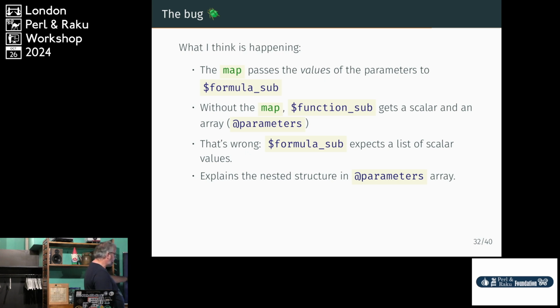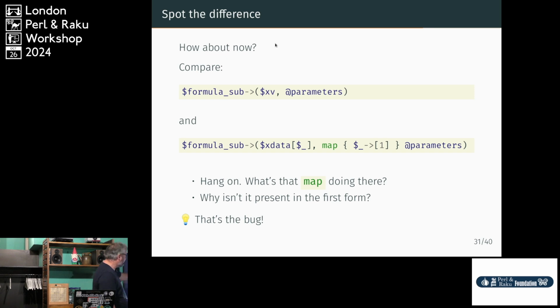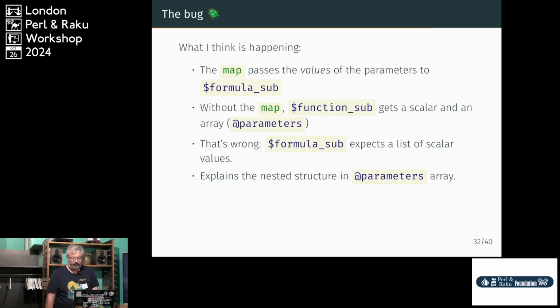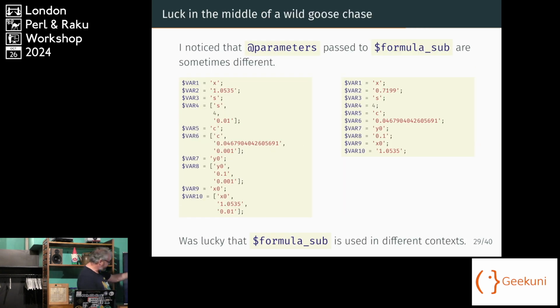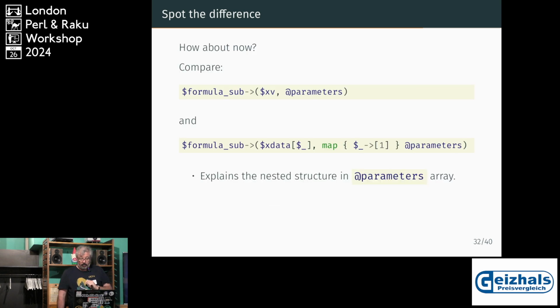Whereas previously, with this up here, we're passing just the array as the second parameter. That's wrong. Formula sub actually just expects a list of scalar values. This also explains the nested structure that we're getting in here. This is basically the array getting splattered across what, realistically speaking, should be parameter plus its value, parameter plus its value, etc., etc.